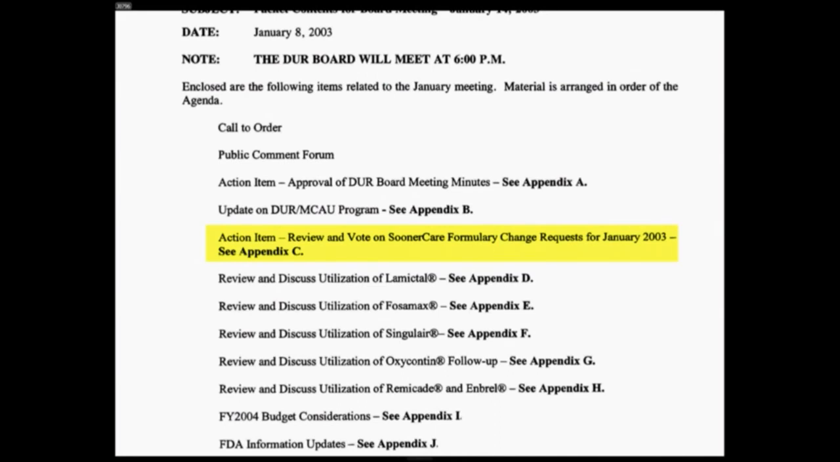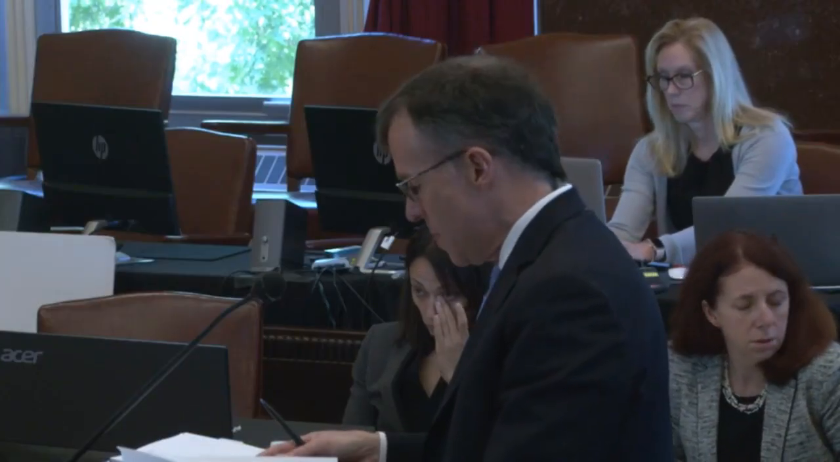So one of the items enclosed with this meeting packet was Appendix C, which is listed as action item, review and vote on Sooner Care formulary change requests for January 2003, right? I see that. And one of the other issues we see is listed as Appendix G there, and that is review and discuss utilization of OxyContin follow-up, right? I see that. All right, and if you would, please turn to page 37.